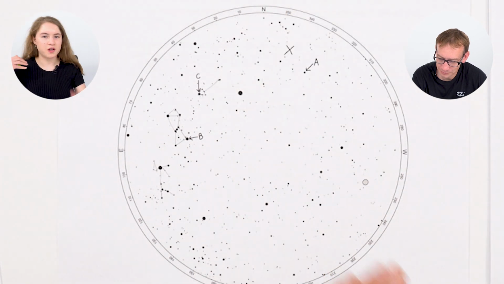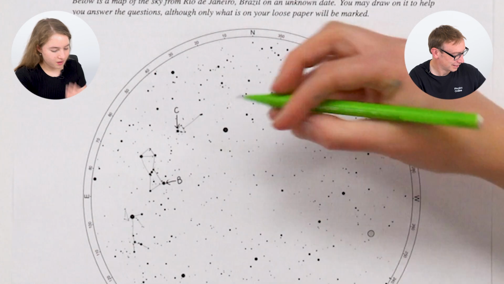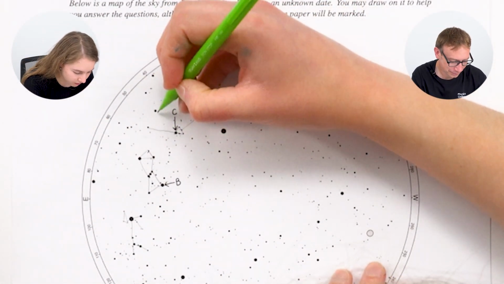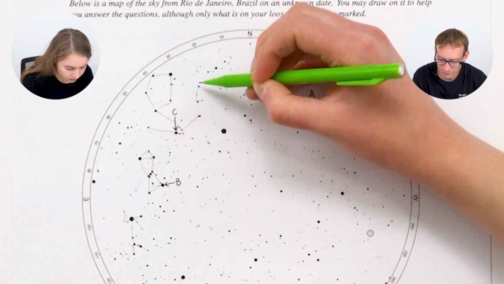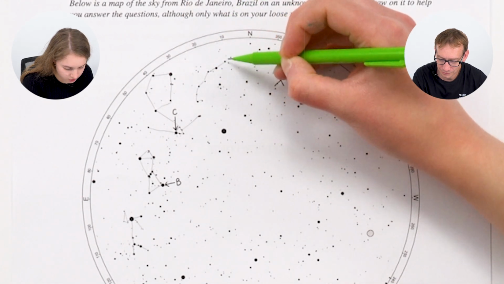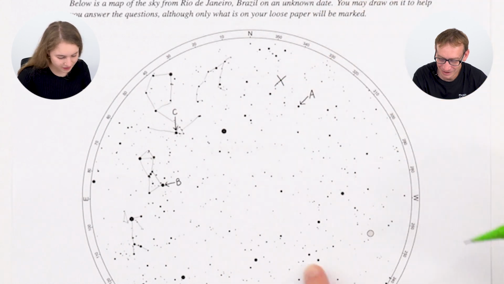Again, this seems like I'm just pulling these things out of nowhere and spotting them, but it is something that you get used to, even if it seems intimidating at first. Okay, so what I'm going to do now is just draw on the constellations that I recognize, but trust me, you will also be able to recognize them.